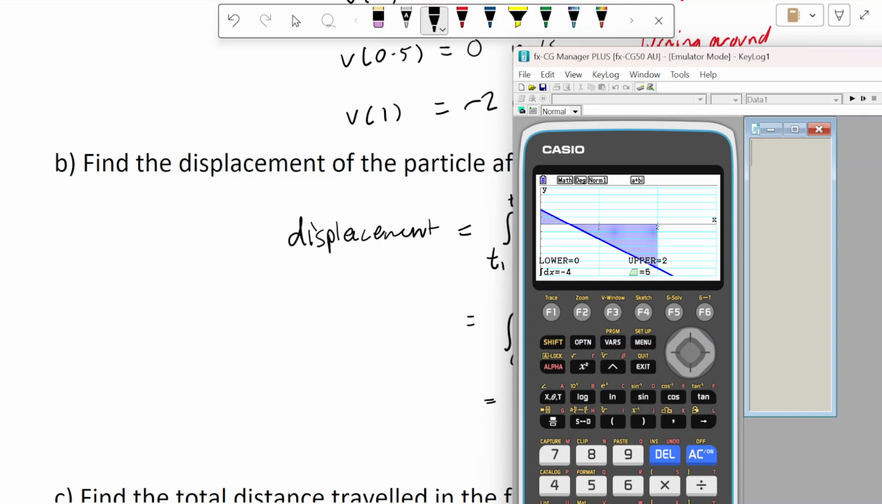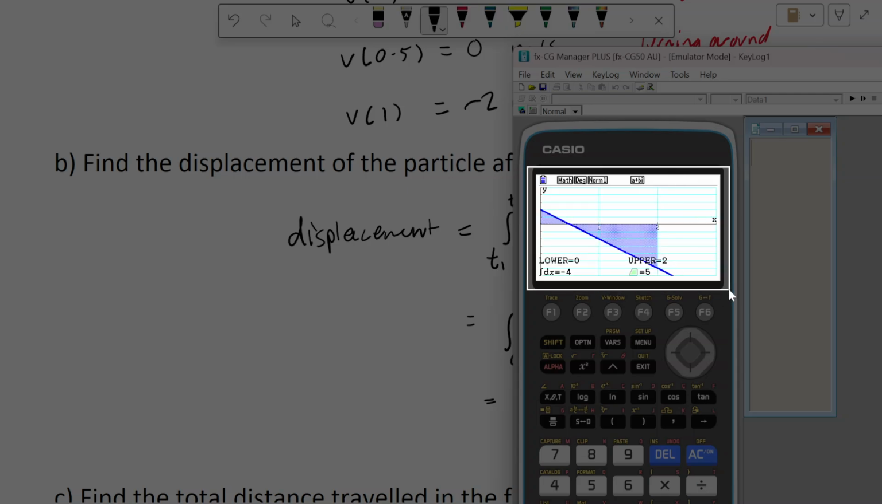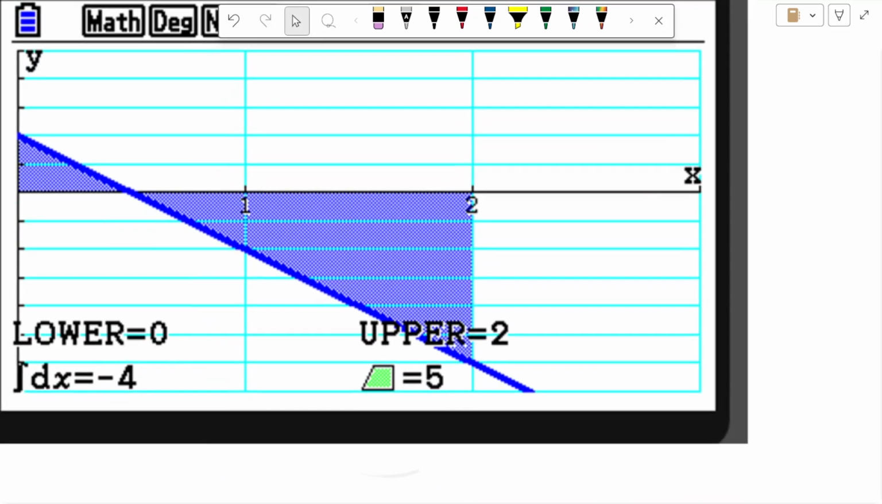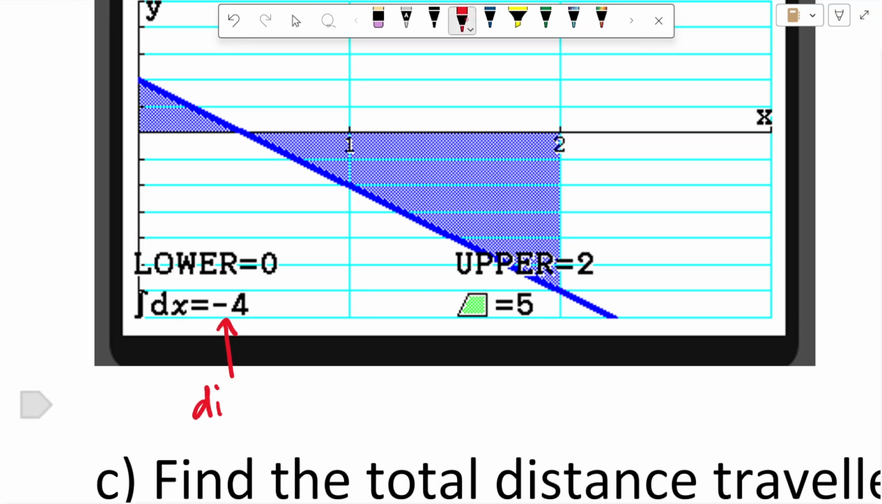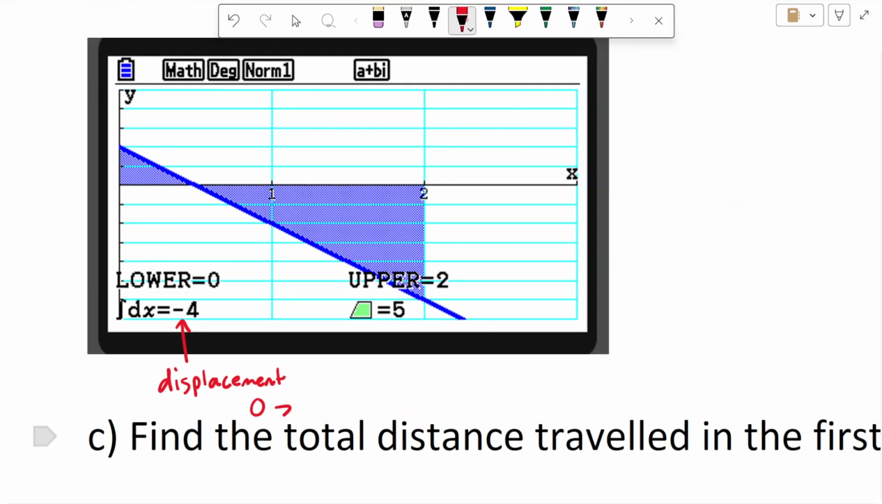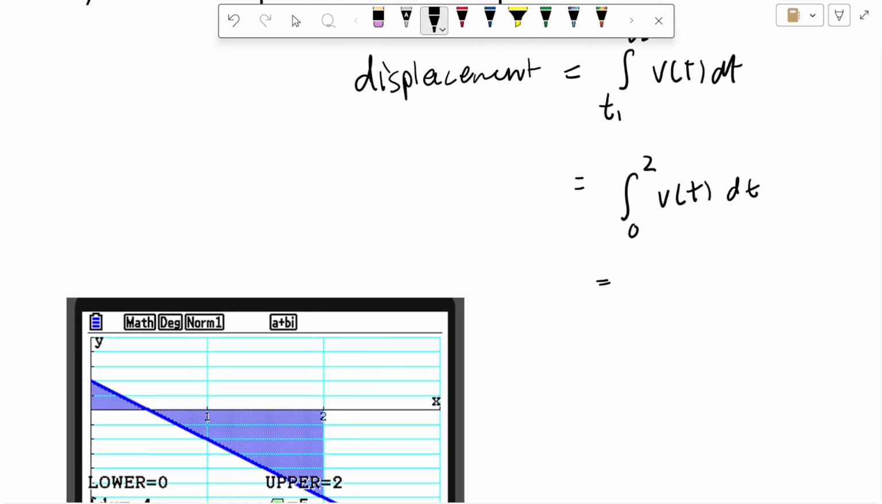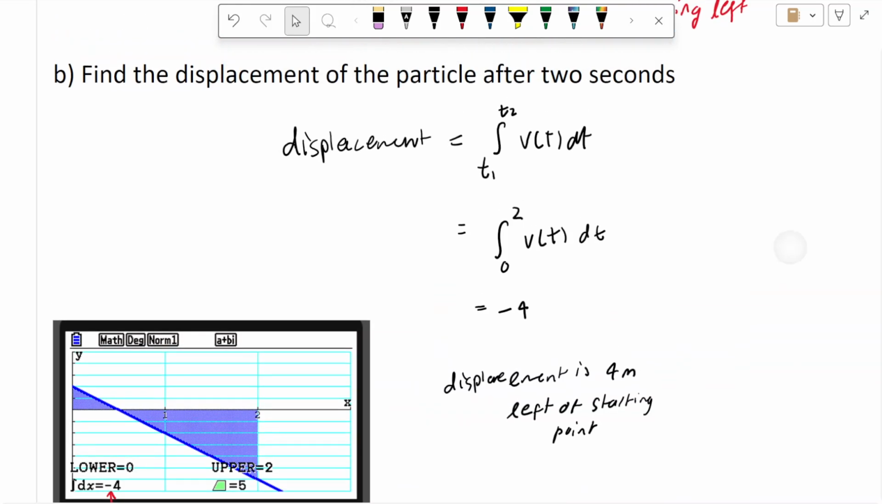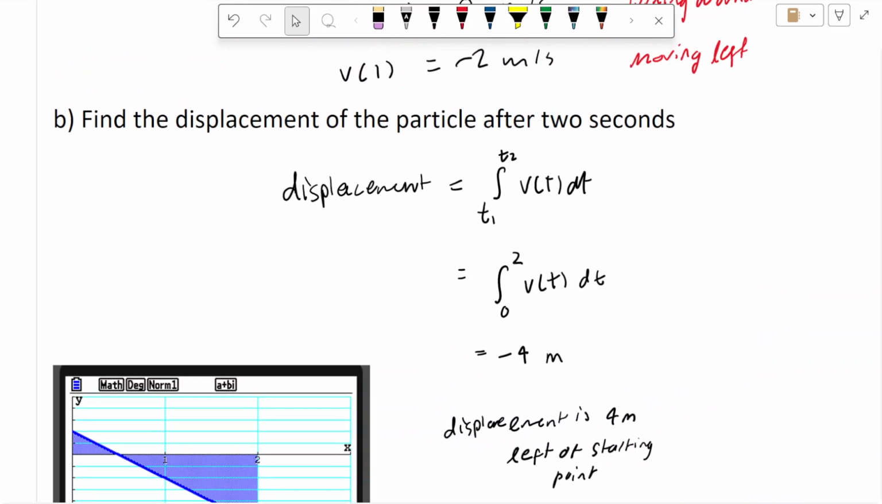And on your calculator, you can see that it spits out 2 numbers. We've got the integral there, which is -4. And that's the answer to this question. So this number here is the displacement from 0 to 2. Okay, so that's what we get. And we can say the displacement is 4 meters left of the starting point. I'm going to be very careful. Left of the starting point, not necessarily left of the origin, because we don't know where the particle starts.